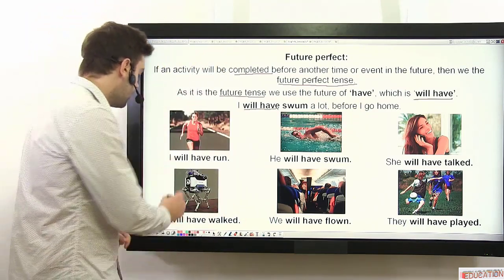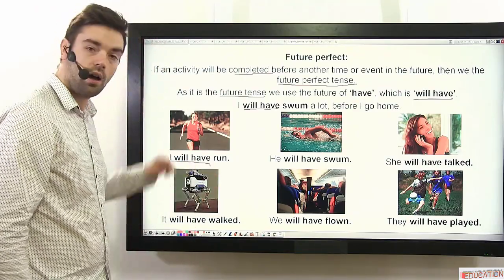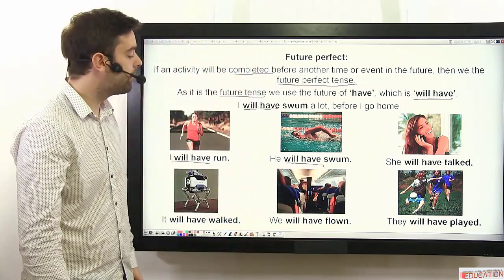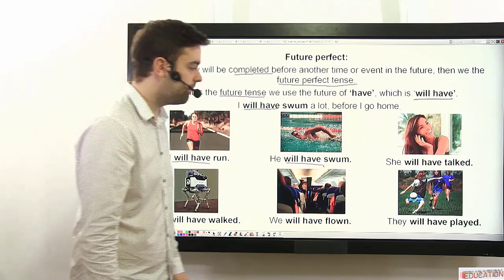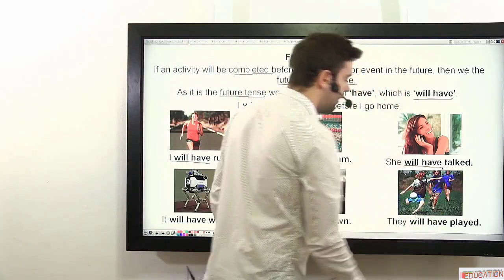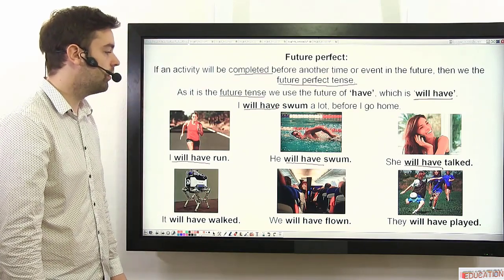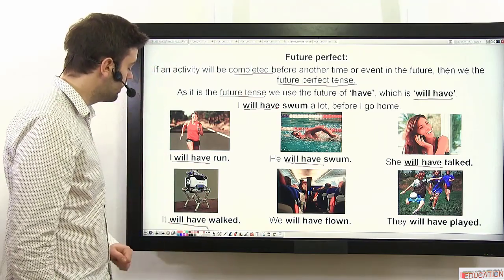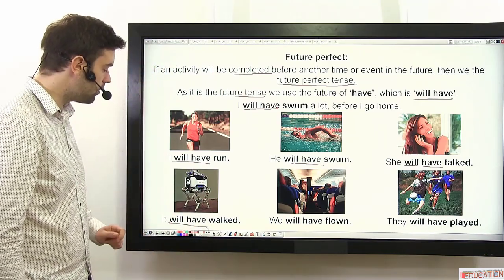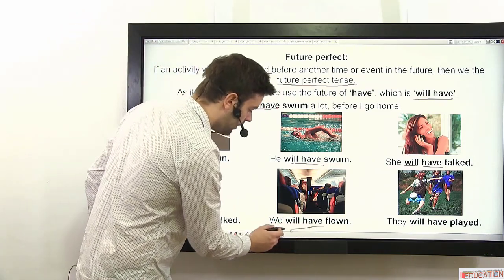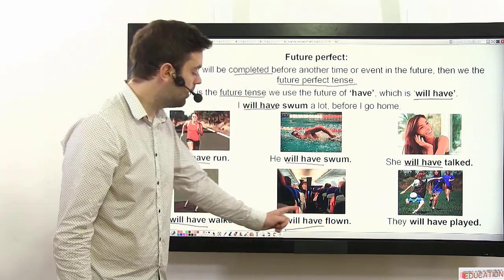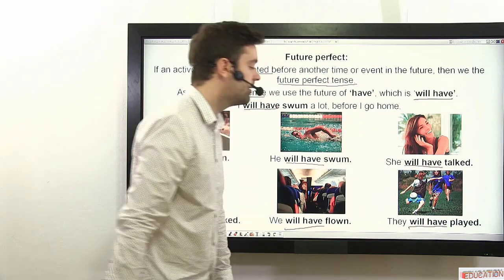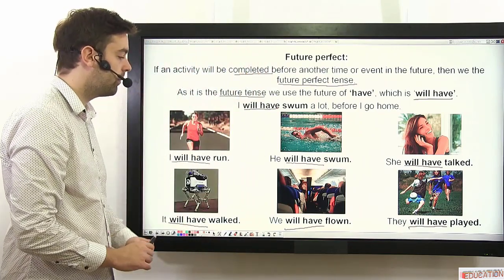Here, I will have run. He will have swum. She will have talked. It will have walked. We will have flown. And they will have played.